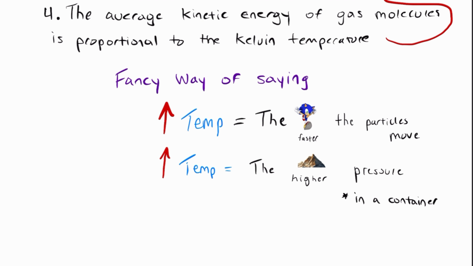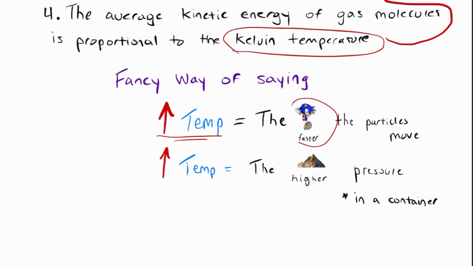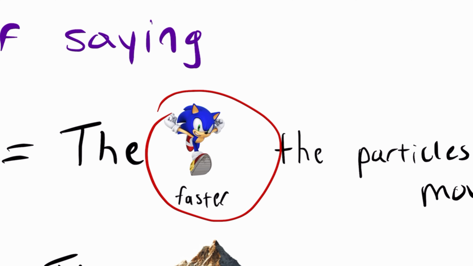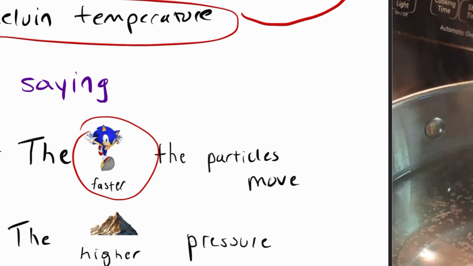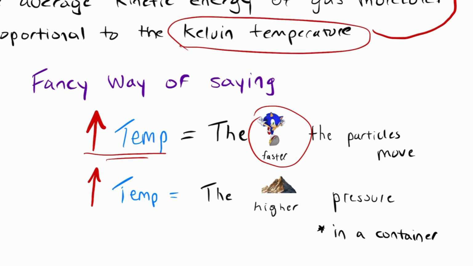If we move over to number 4, the average kinetic energy of gas molecules is proportional to the Kelvin temperature. Another fancy way of saying the greater the temperature, the faster, like we see our guy Sonic here. I don't know if we have any Sonic fans. The faster the particles move. Oop, and I think you guys saw a glimpse of what's next, right?